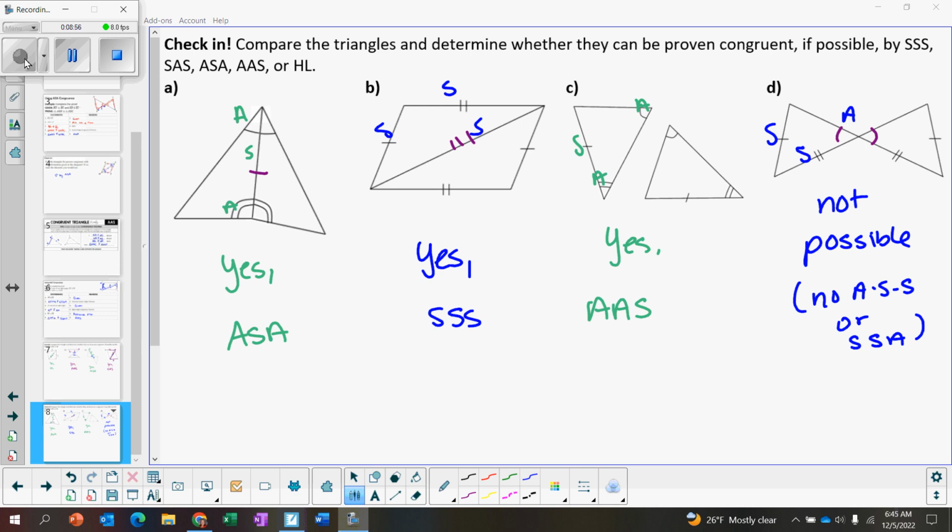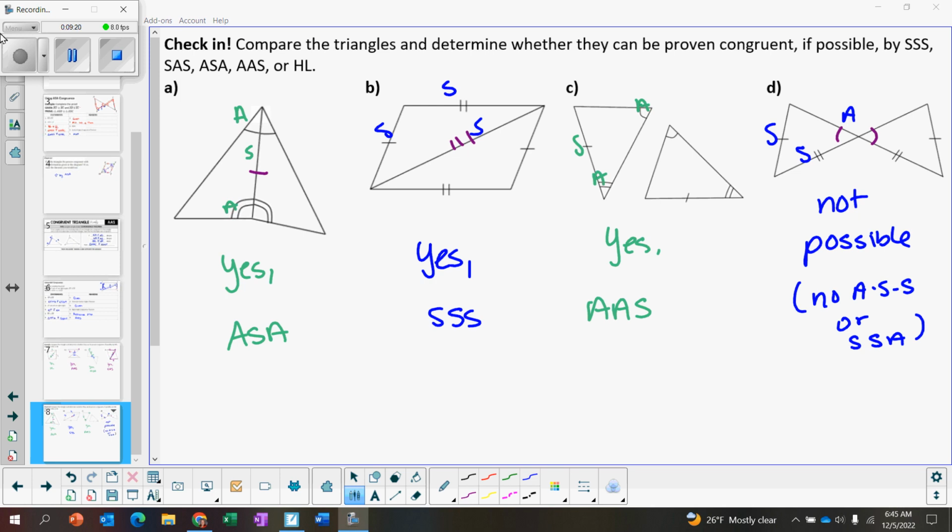All right, so in part A, we see our reflexive side we can mark congruent, giving us ASA for those triangles. For B, I could also mark the reflexive side, now giving me side, side, side, or SSS. Part C, there was nothing additional to mark, but we did have 2 angles on a side, and the side was not included, so that was AAS.